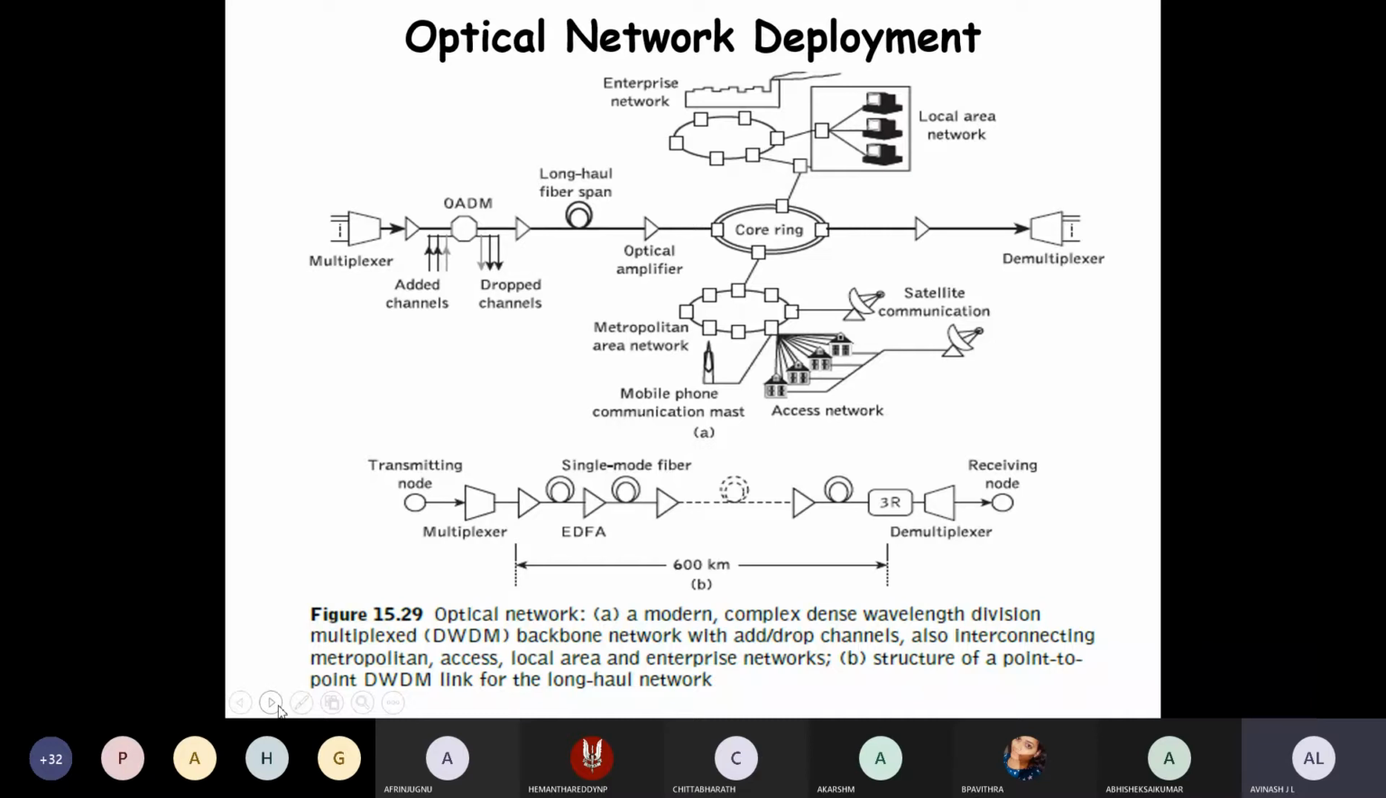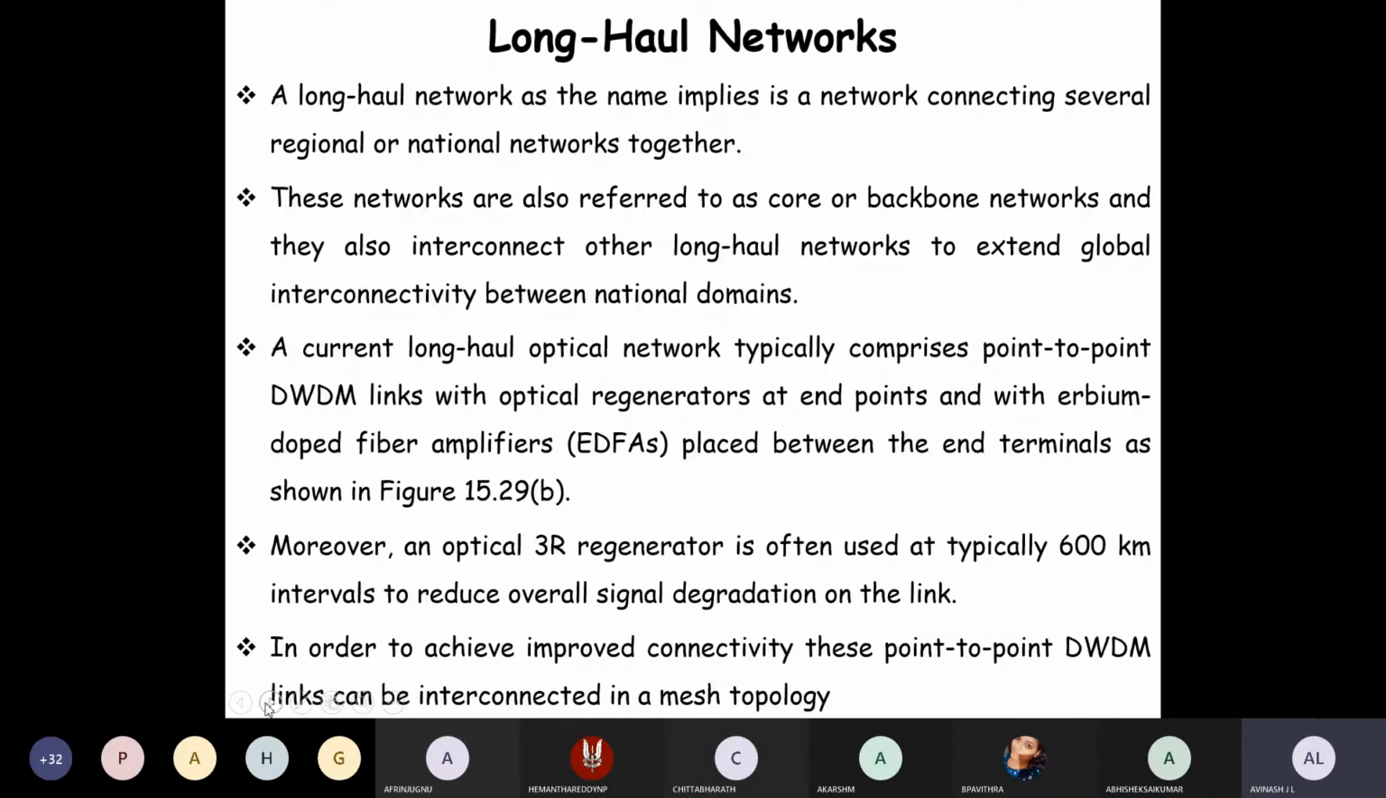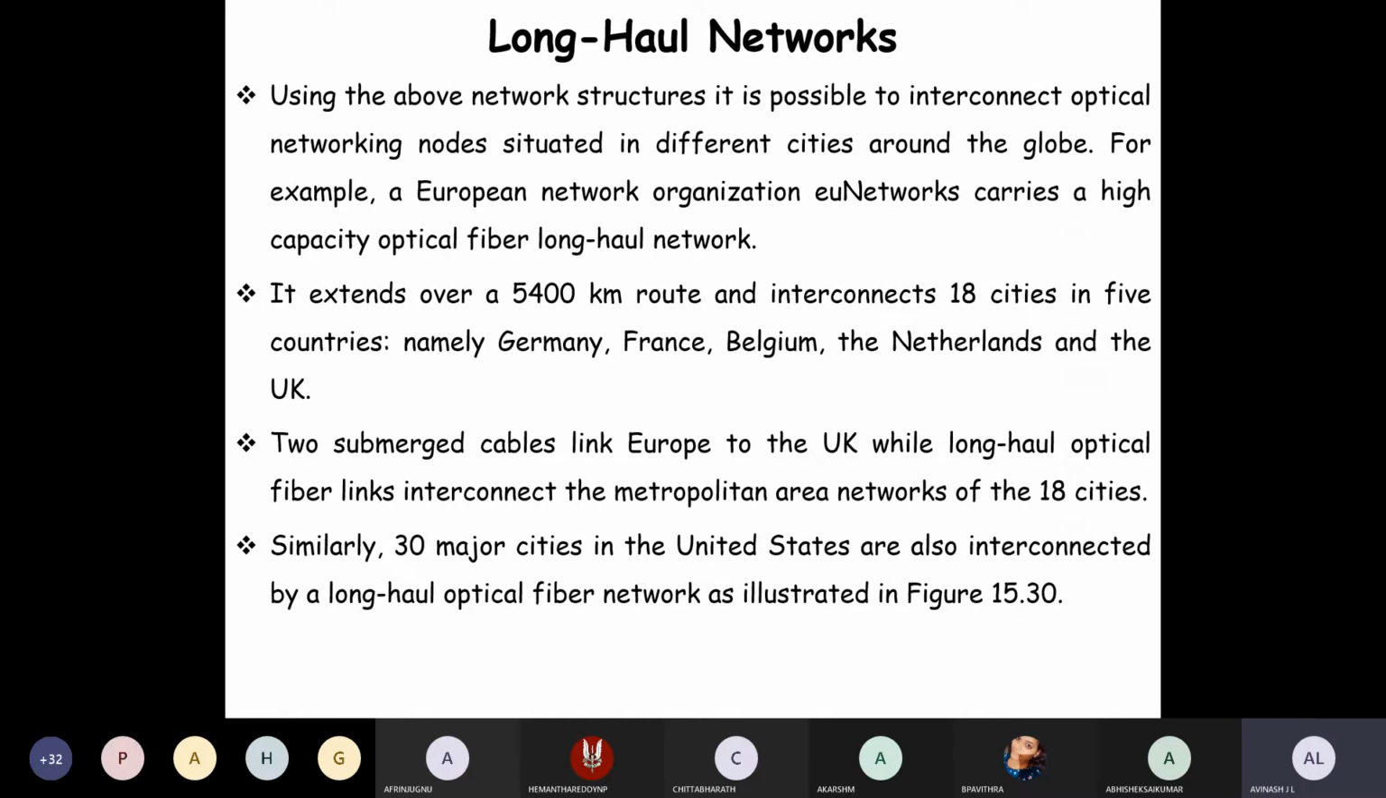You can see that the transmitting node, multiplexer, EDFA, all those things will be present. So the next concept we can go for is the long haul network. Long haul network means what? It is connecting several national or regional networks together. So how will that connection of several national or regional networks be there?